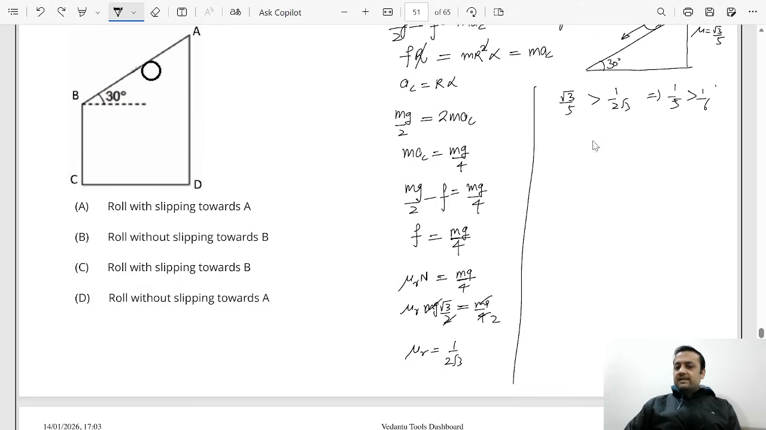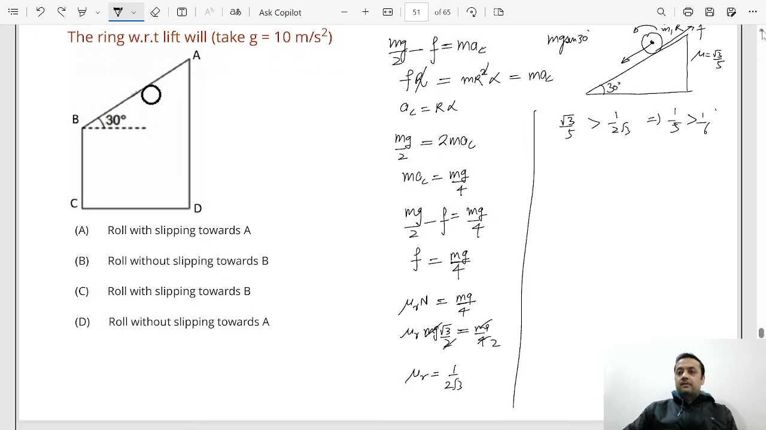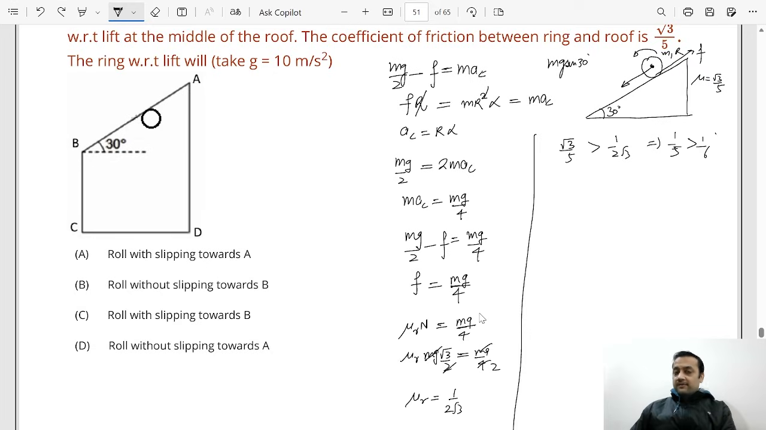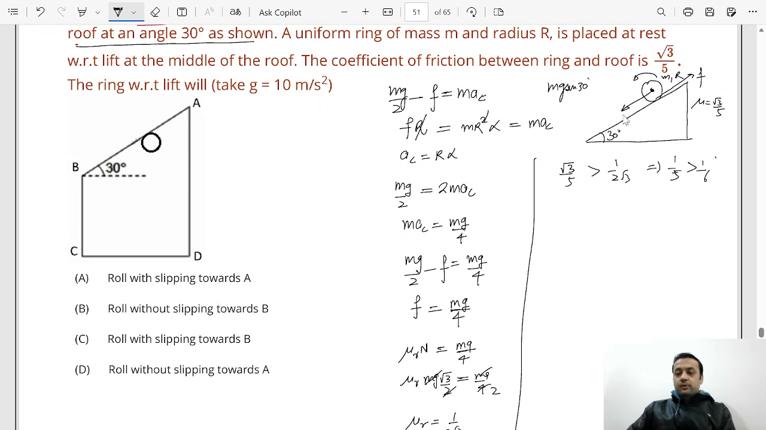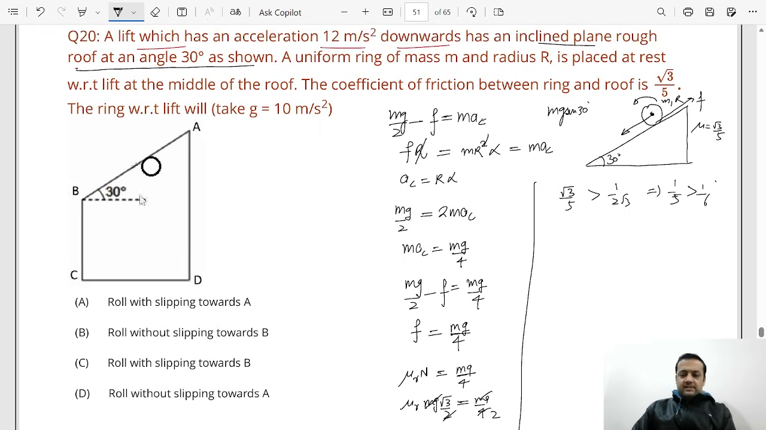What does this mean? This means that mu required is less than mu present. Hence, pure rolling will happen. Because whatever friction was required, that much friction is present. In fact, more than that friction is present. So this ring will perform pure rolling. Okay, I hope you have understood. Now, why did we solve this question? You will understand very quickly.